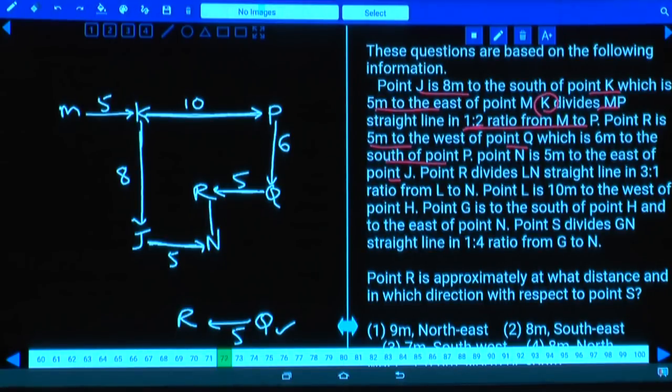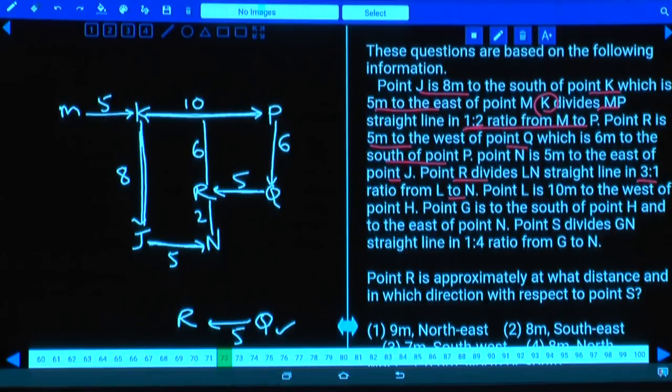R divides L and N, a straight line, in the ratio of 3:1. And R and N is how much? 2. R and N is 2. And the previous one must be how much? The previous one must be 6. Why is it 6 here? If it is 6, then only it divides in the ratio 3:1.